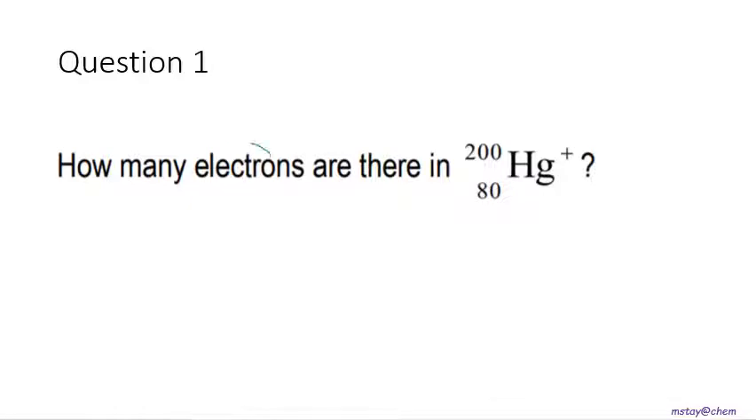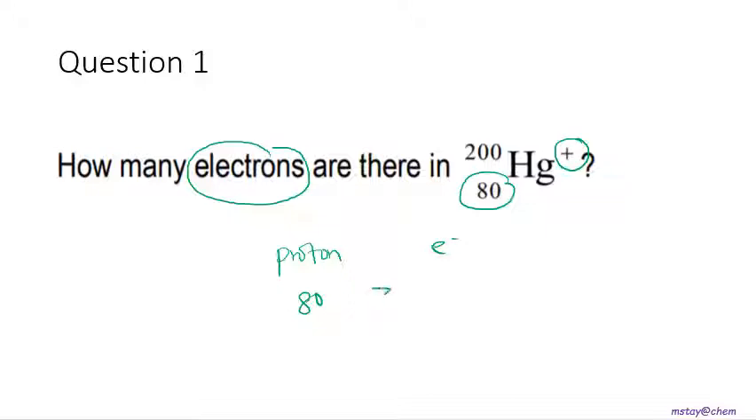Question number 1. How many electrons are there in Hg+? From here, we know that this is the proton number, so there are 80 protons, and then we need to find out how many electrons there are. Here there is a positive charge, which means the protons will be more than the electrons by 1. So that's why the electrons number 79. This is the answer for this question.